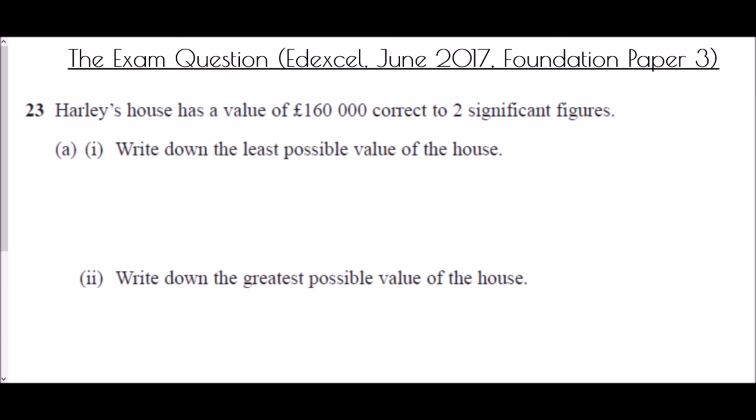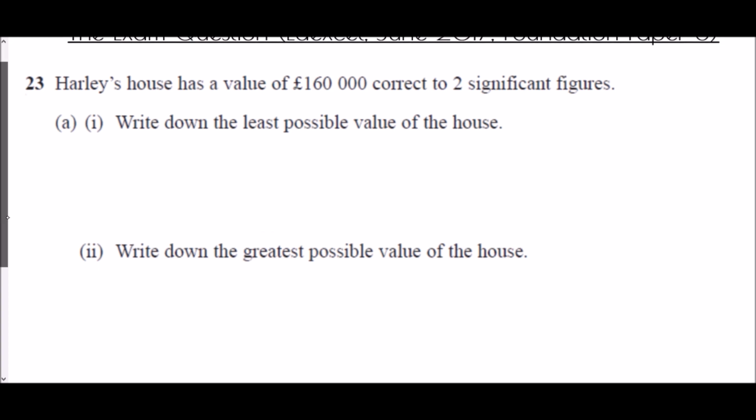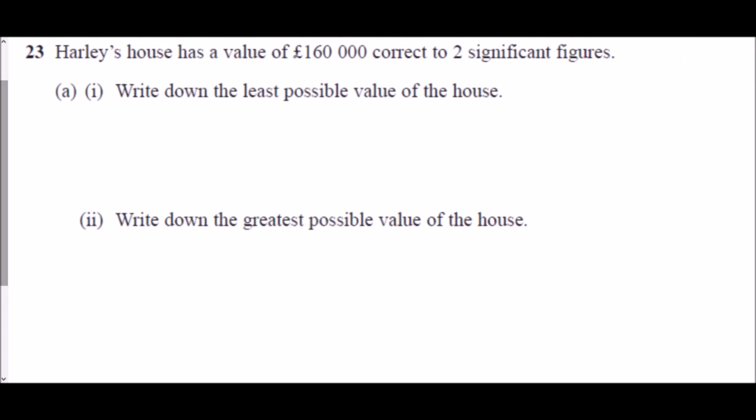And so we've been told Harley's house has a value of £160,000, correct to two significant figures. Write down the least possible value of the house and write down the greatest possible value of the house. Now this is just another way of asking the same sort of question that we've been dealing with so far. We're just not going to write it as an error interval. We're just going to write down the smallest value and the biggest value.